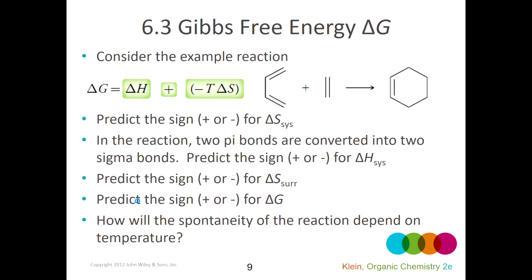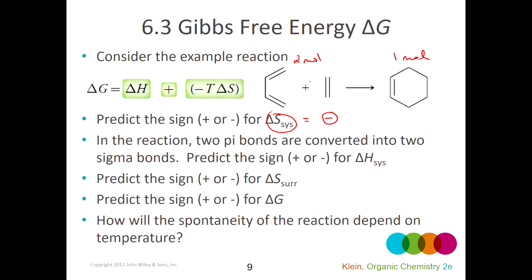So let's look at an example and see if we can figure out the signs for all of these terms. So here's an example. I've got this molecule here and this molecule here. So I've got 2 moles of reactants, and they're coming together to produce 1 mole. So what's the sign for delta S for the system? It's going to be negative.